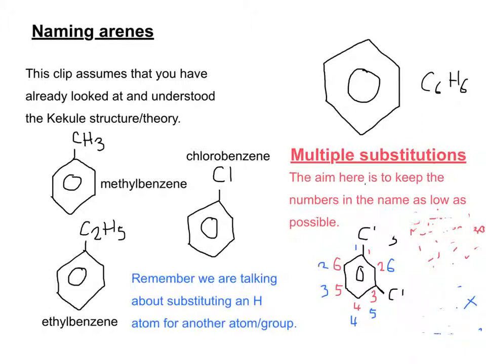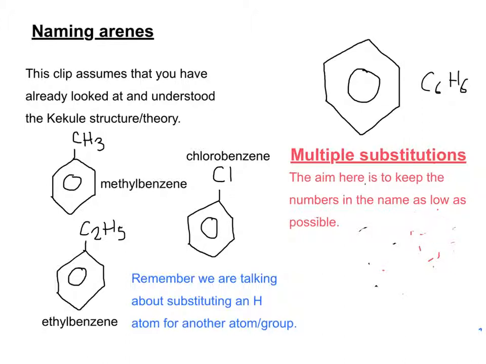So if we rub this off and put another example on there, we'll put a couple on there just to illustrate this a little bit more clearly for you. So just remember, we're always looking at the lowest possible number in the name as opposed to the higher two options. So there's no particular hard and fast rule about counting clockwise or anti-clockwise, provided you end up with the lower of the two numbers.